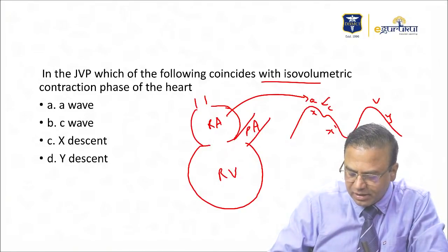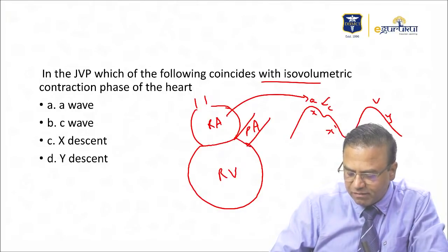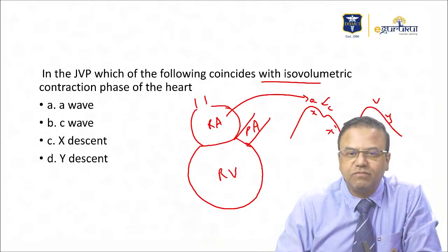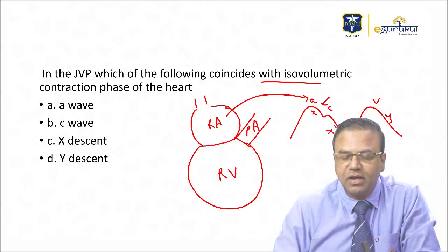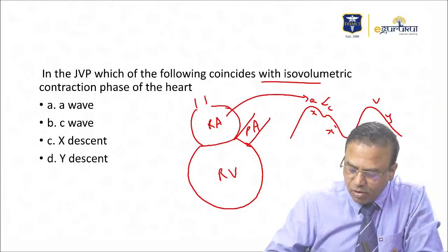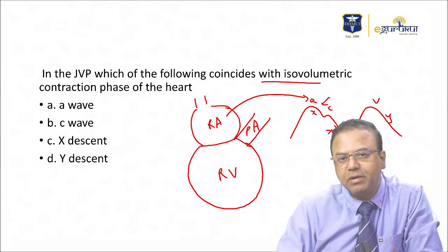Once the ventricle starts contracting, the first thing it will do is close the tricuspid valve. And remember, at this point, the pulmonary valve is yet to open. So both the valves are closed, and this is what we refer to as the isovolumetric contraction phase. This is the point where the RV starts building up the pressure. It is yet to overcome the pressure of the pulmonary artery.